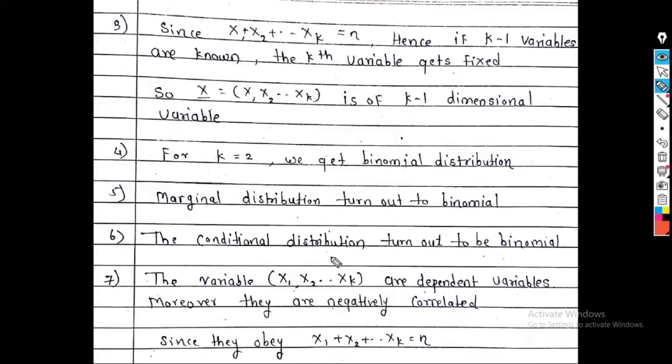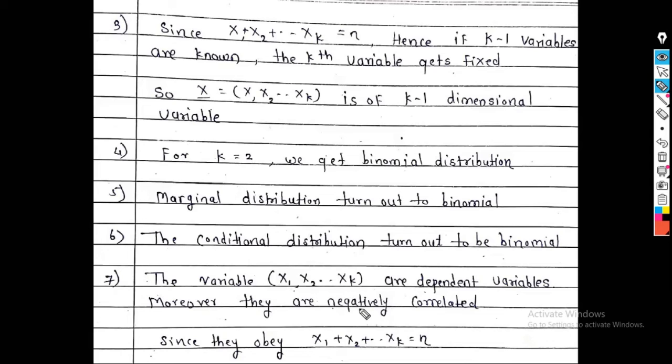The variables X1, X2, ... Xk are dependent variables. Moreover, they are negatively correlated. These variables are dependent because they obey this relationship, that is x1 plus x2 plus ... xk is equal to n. Therefore, if x1 increases, then obviously x2 decreases because they have to satisfy this property. So these variables are dependent and negatively correlated. We will see this proof again in the next discussion.